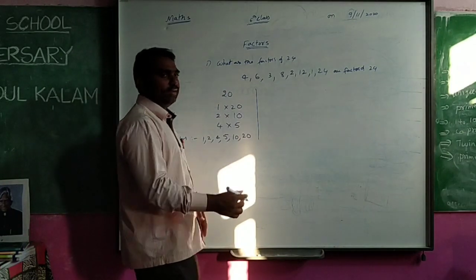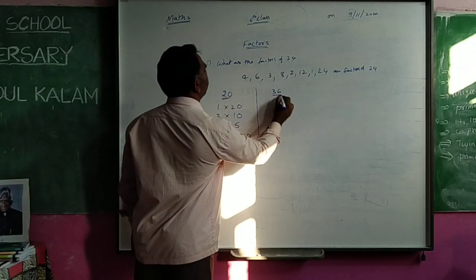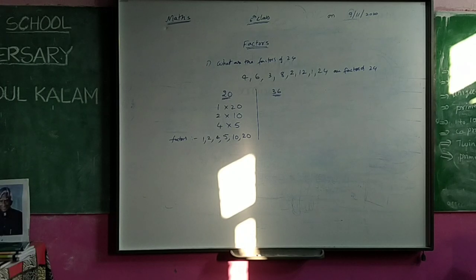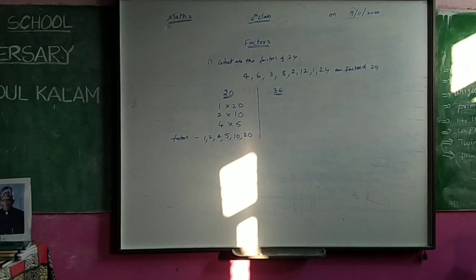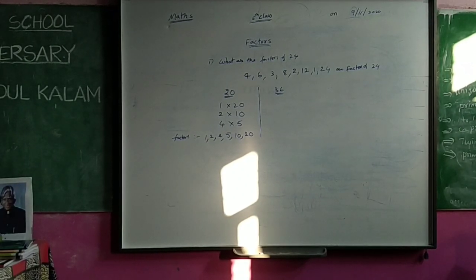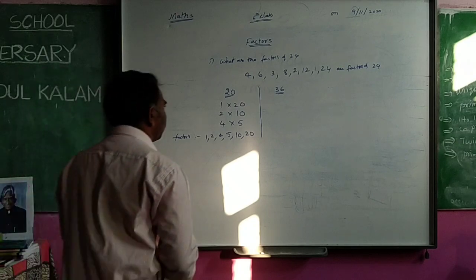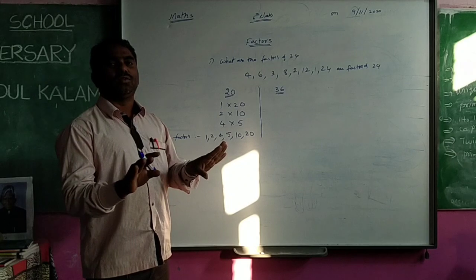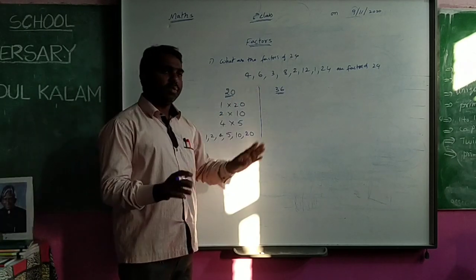One more example I will give you. 36. You want to find the factors of 36. How do you find the factors of 36? What is the way? Yes, the same. This is the method you can follow. If you follow this method, you will not miss any factor. If you guess, you may miss factors, but here you can't miss them.